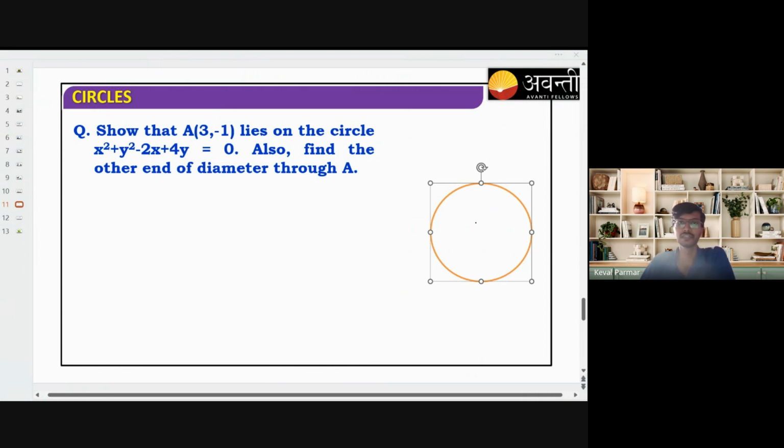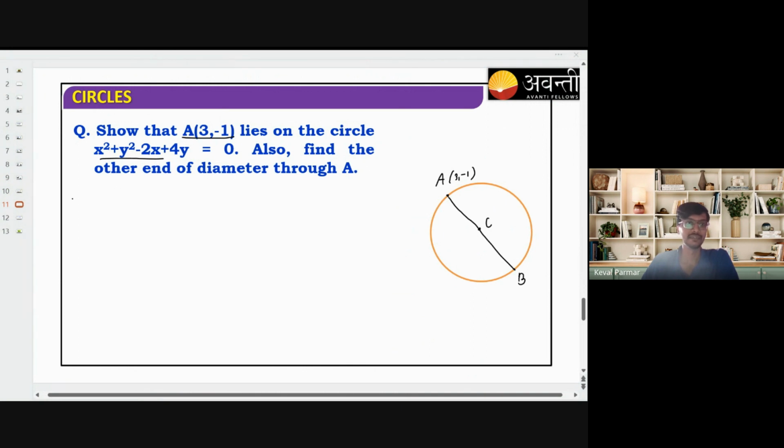That the equation of the circle is given and point A lies here. Suppose, let's say (3, -1). And we have to find the other end of the diameter. Wait a second. I'll just mark the center. This is the center. And this is the other end of diameter. Let's say it is B. And this is center C. So what does this mean is, we have to show that this point lies on the circle. So what do we do? If a point lies on the circle, then it must satisfy the equation of circle.